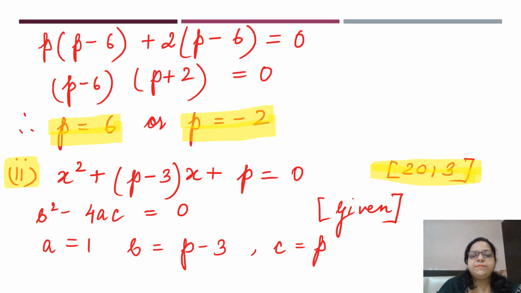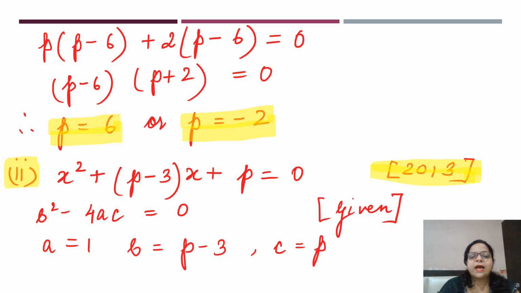Now coming to the second part of the second question. This question came in your 2013 exam. x square plus (p minus 3)x plus p is equal to 0. b square minus 4ac is equal to 0. It is given in the equation that the value of the discriminant is 0. The roots are equal.